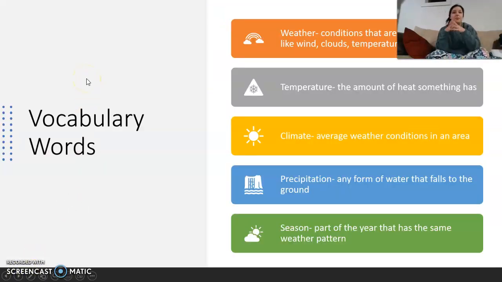Vocabulary words that are important are weather, which is conditions that are occurring outside like wind, clouds, temperature, and precipitation. Temperature is the amount of heat something has. Climate is the average weather conditions in a certain area. Precipitation is any form of water that falls to the ground. Season is a part of the year that has the same weather pattern.